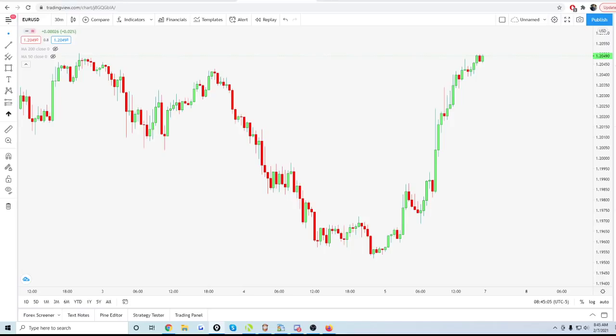But if you have watched me for a while, you know I'm mostly a swing trader, so I'm looking at the 1 hour, the 4 hour, and the daily mostly. But occasionally I'll drop down and take a look at it.